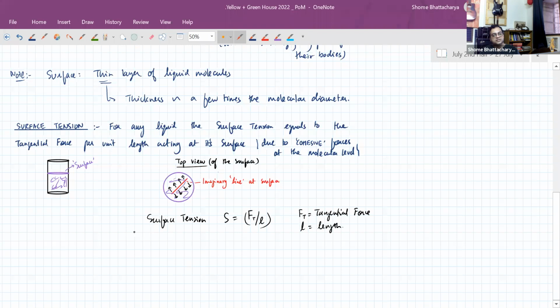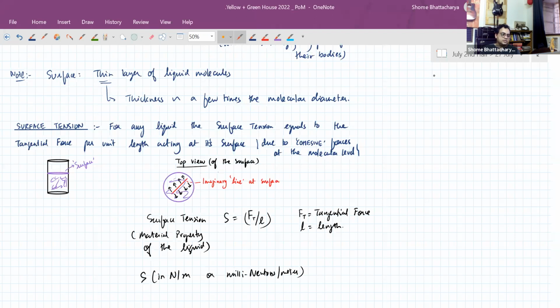So this surface tension is a material property of the liquid, and it is measured in newtons per meter, or sometimes in millinewtons per meter, which is a more common unit.